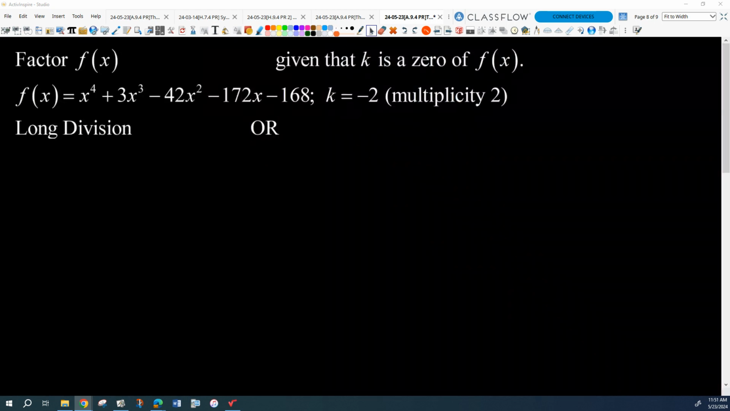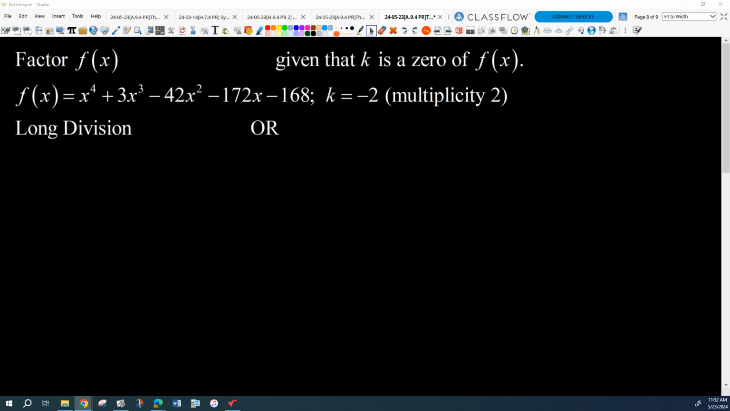So what's going on here then? They want us to, this time it's different. This time instead of finding the solutions, we just want to find the factors. That's okay. Factors and zeros go together, right? So it's really no big deal. Finding factors is the same thing as finding zeros.